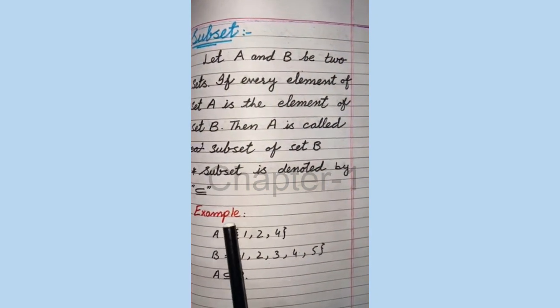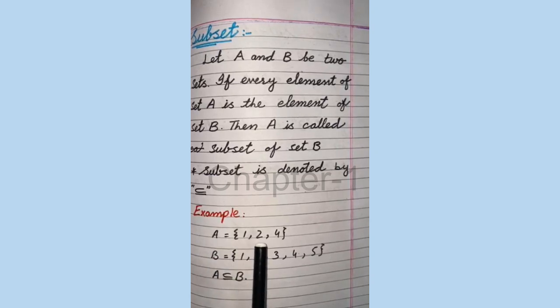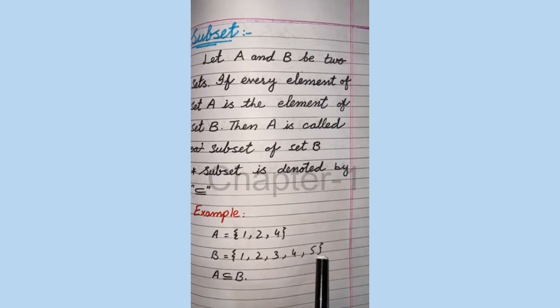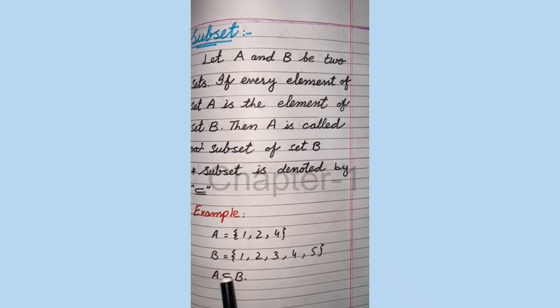Now in examples, if we have a set A in which we have the elements 1, 2 and 4, and in set B we have the elements 1, 2, 3, 4 and 5. Here you see that all the elements of set A are present in set B. 1 is also present in B, 2 is present in B, 4 is also present in set B. So we can say that A is the subset of B. We denote it like this.